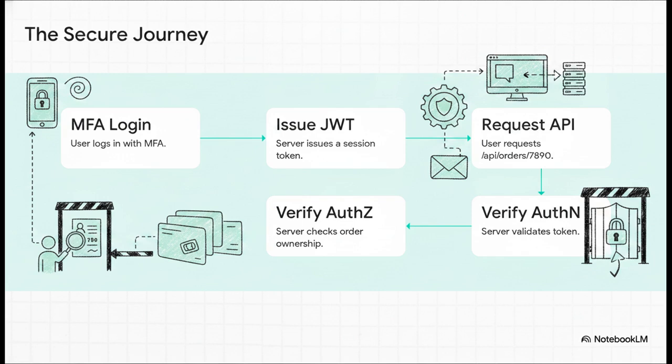Step 4. The server validates the token to confirm the user is still authenticated. And finally, the most important part, Step 5. The server explicitly checks whether this specific authenticated user actually owns that specific order. That's the AuthZ gate. Only if both checks pass does the data get returned.